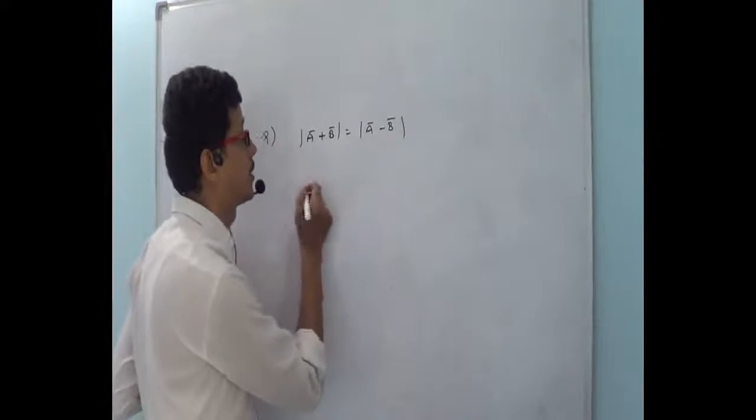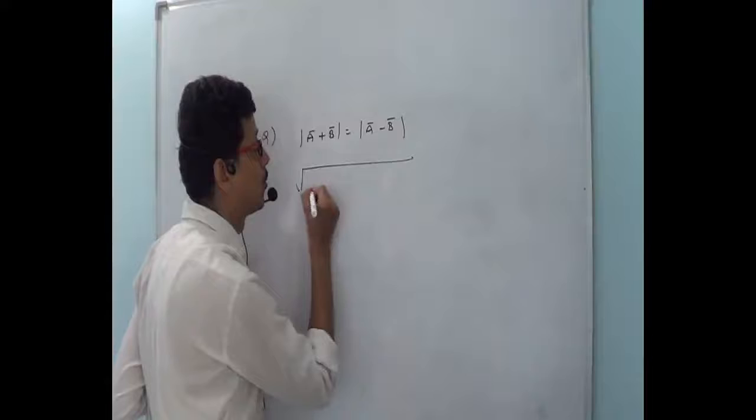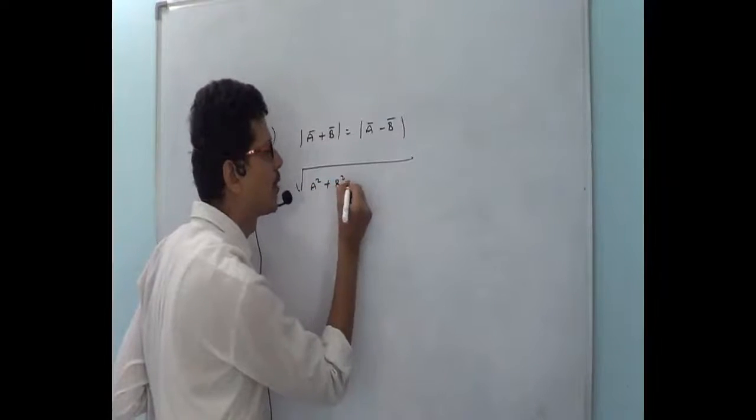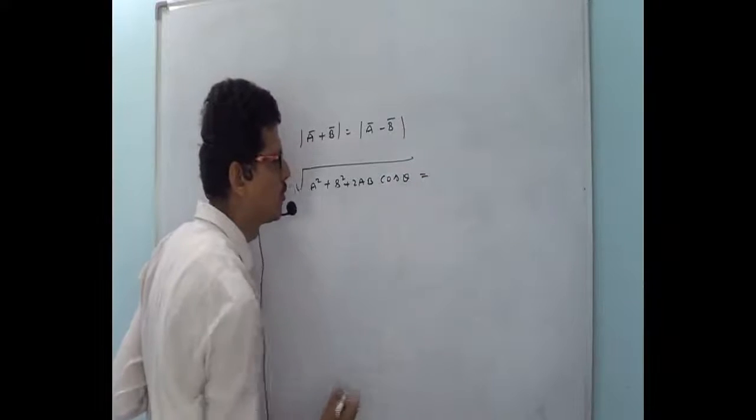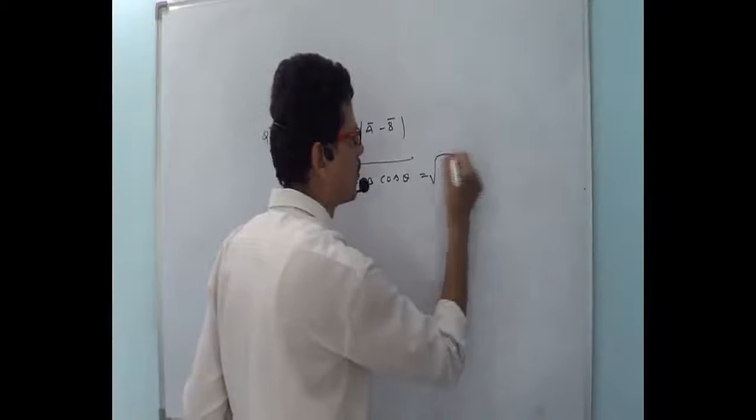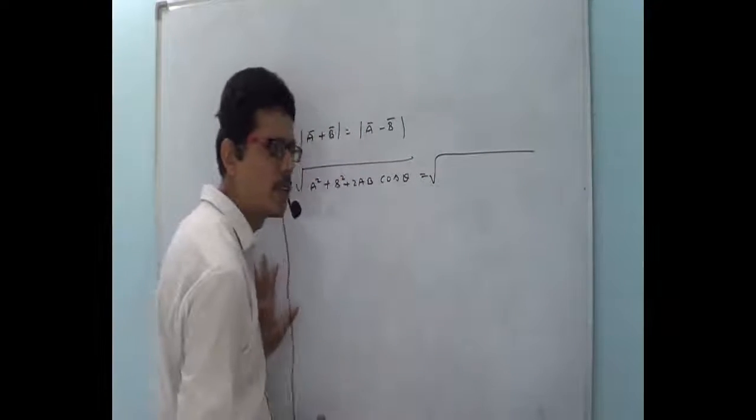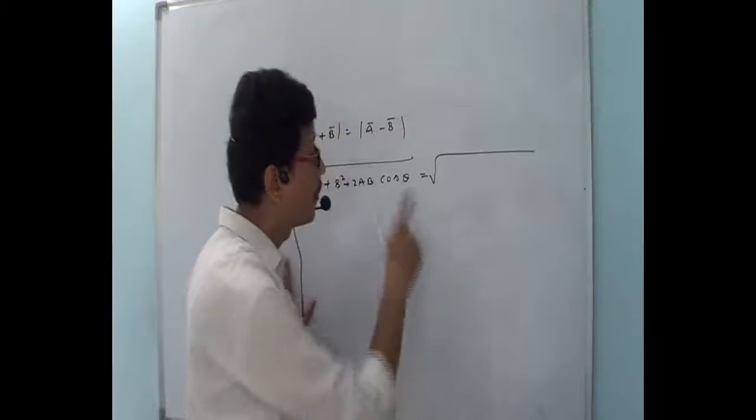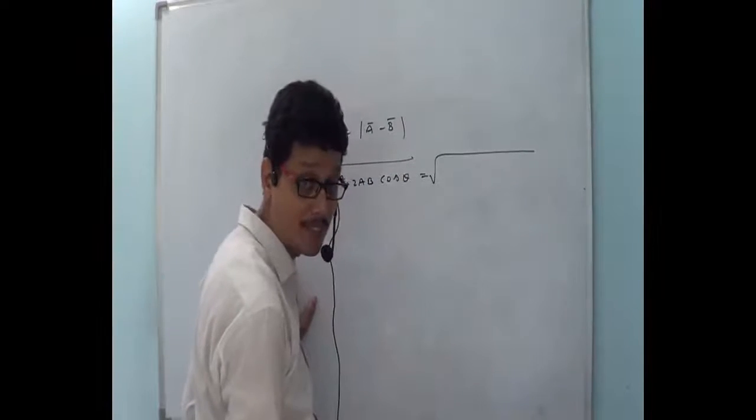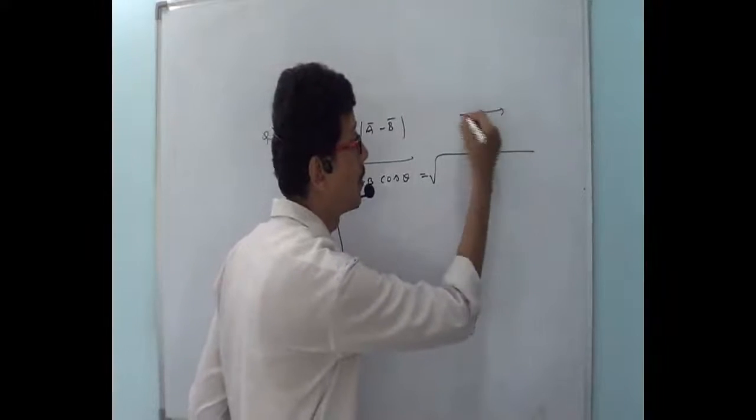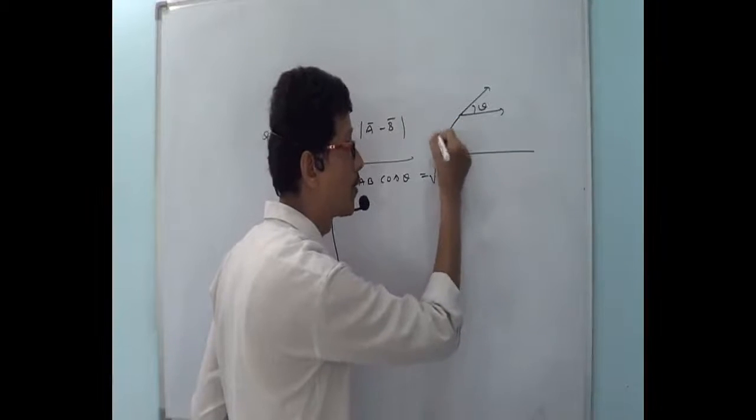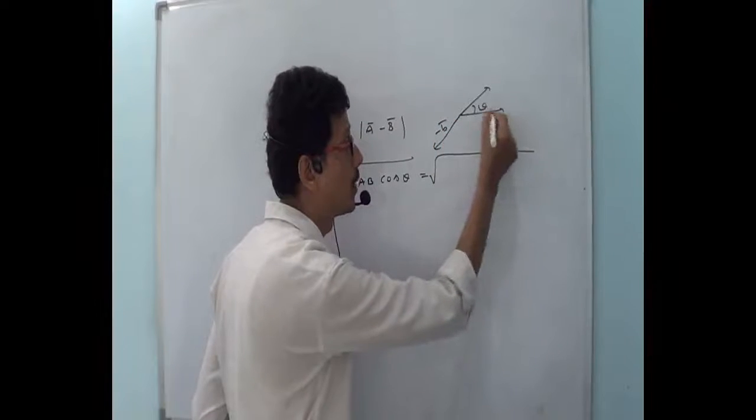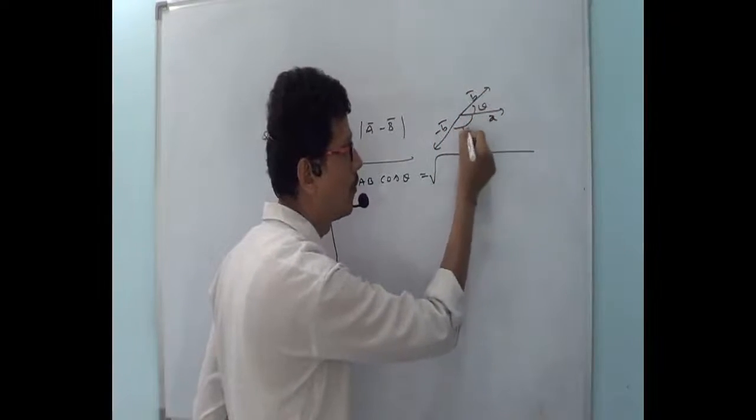So what is this formula? Root A square plus B square plus 2AB cos theta is equal to. So if the angle between A bar and B bar is theta, the angle between A bar and minus B bar is 180 minus theta. Is it clear? This is A bar and this is B bar, and this is minus B bar, okay? Between A bar and minus B bar, the angle will be 180 minus theta.